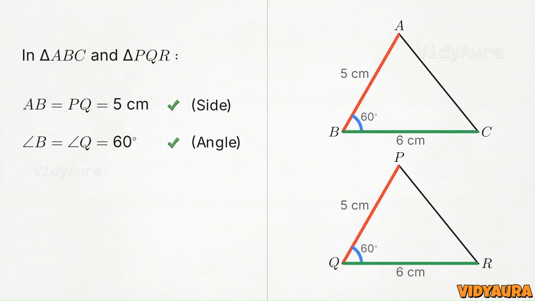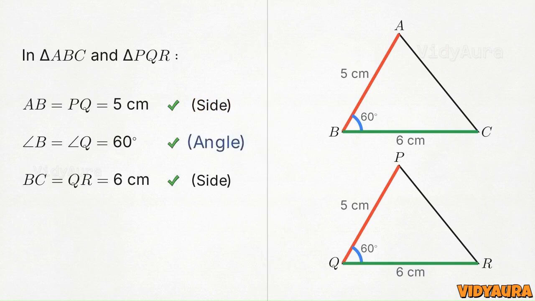Now we need one more piece of evidence to complete a pattern. Side BC is 6 centimeters, and side QR is 6 centimeters. We record this final match. BC equals QR equals 6 centimeters. We add our third check mark and label it side.